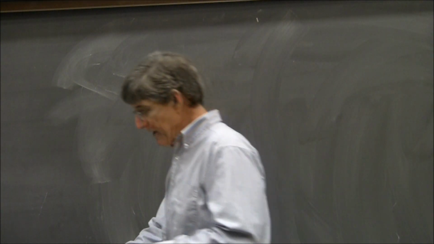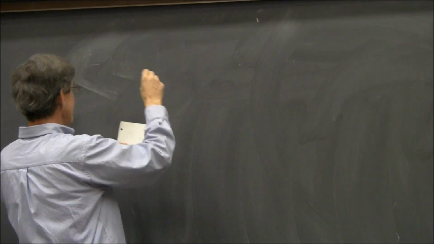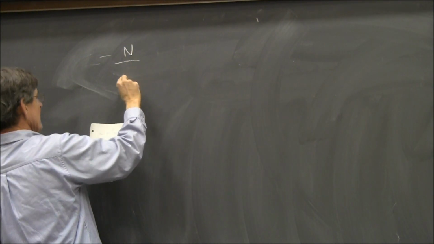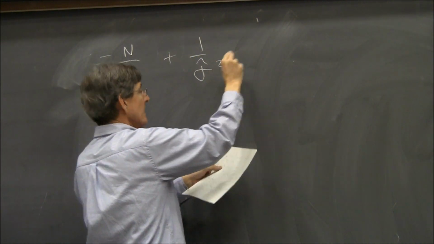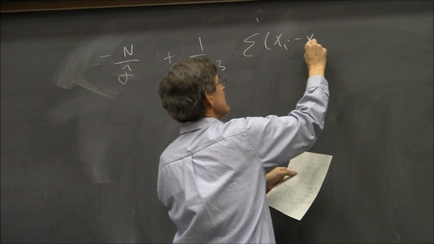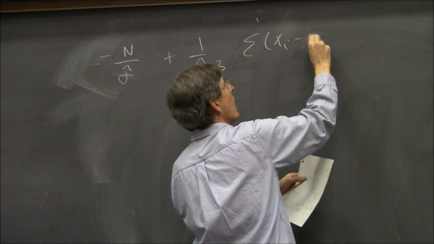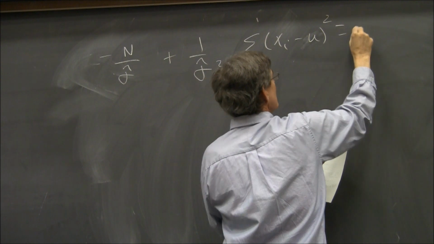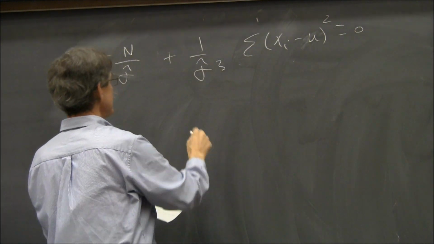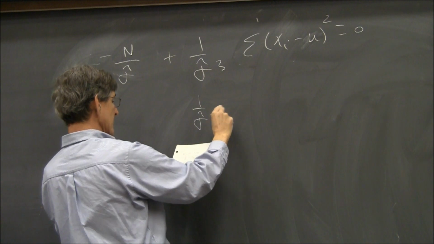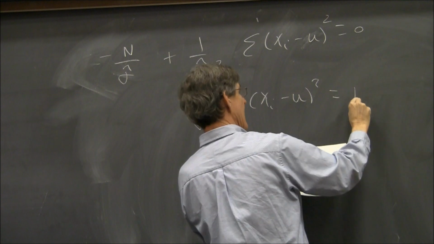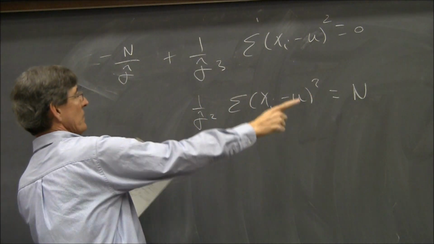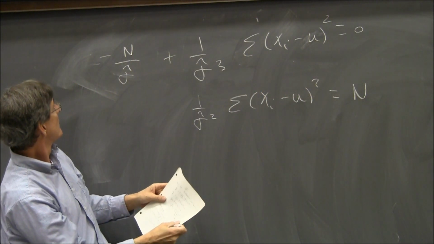To go from here to here, here's the steps I left out. The next step is minus n over sigma hat plus 1 over sigma hat cubed times the sum of the xi minus x bar, squared, equals 0. Then you just say, okay, 1 over sigma hat squared times the sum of the xi minus mu squared is equal to n, and then you can get that answer. Just flip those two.